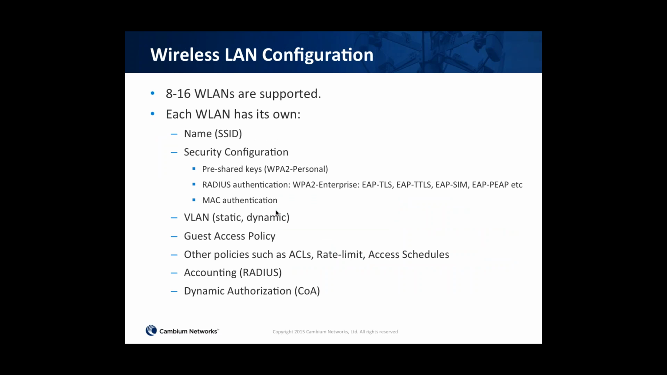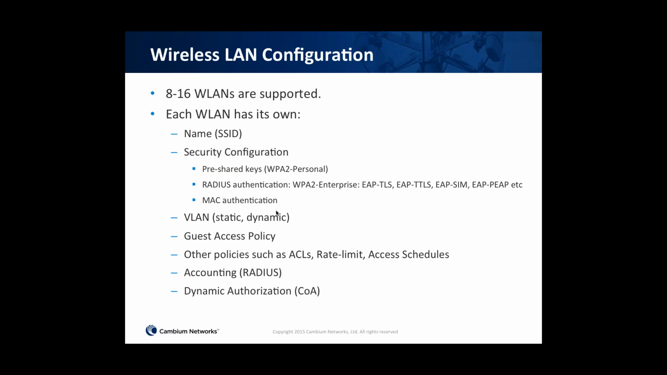This slide goes over some of the basic wireless LAN configuration items. Up to 16 LANs can be configured on the ePMP 1000 hotspot. We support 8 wireless LANs. On the E400 and the E500 series, you can configure 16 per radio. Each wireless LAN has its own name or SSID. This is what would show up when you scan for the access point from a laptop.